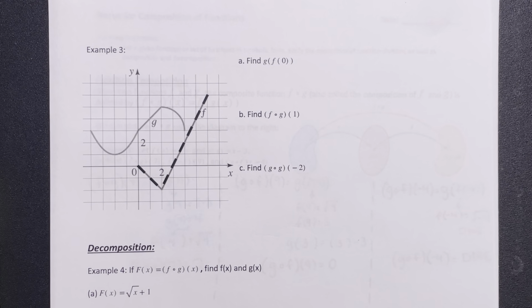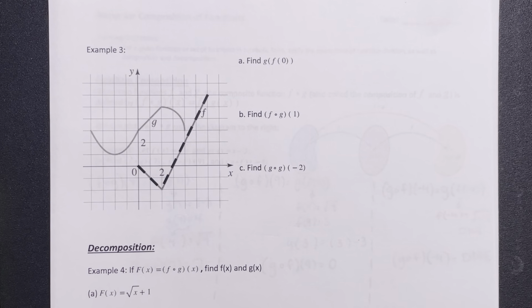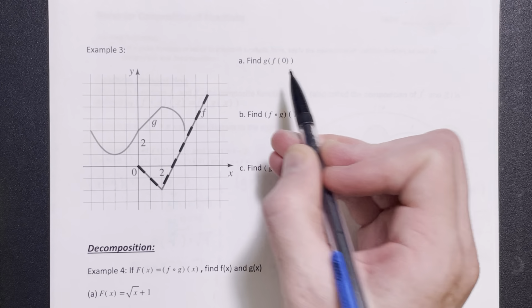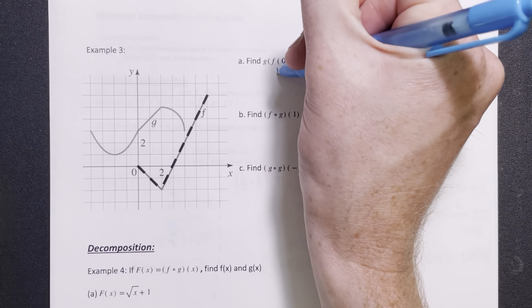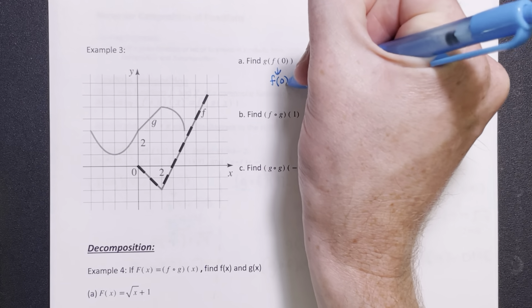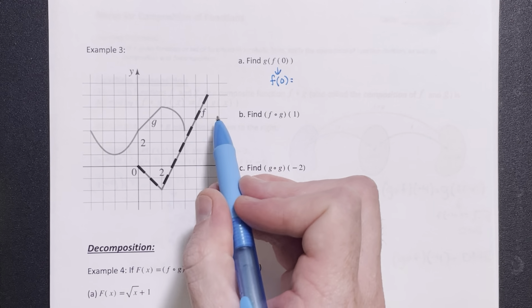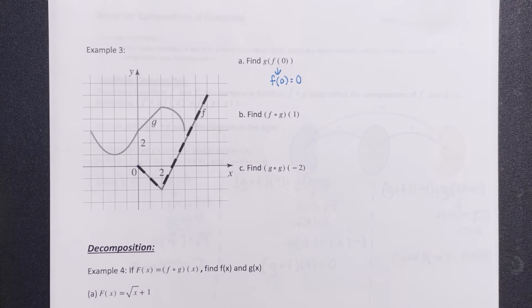All right, continuing our notes on composition of functions, we now have a graphical representation of f of x and g of x. So when we see this notation, g of f of 0, that means we first want to start out and figure out what is f of 0. We find our f function. It's this dotted function.